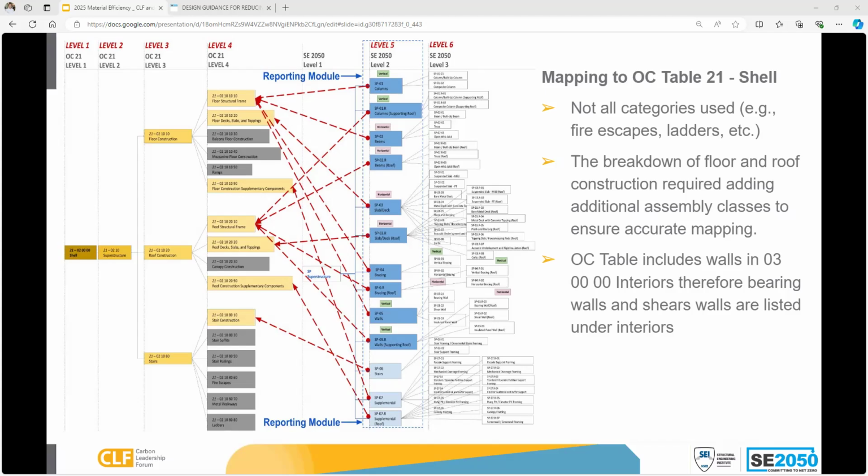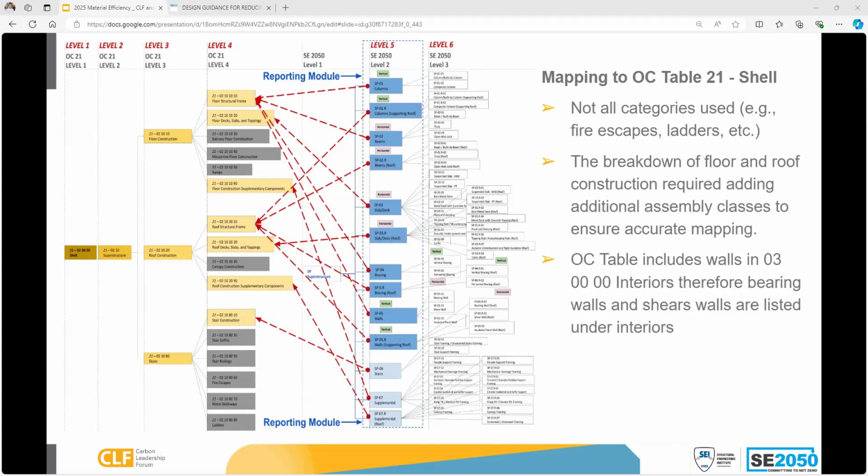OmniClass really pushes for roof and floor structure to be separated. So we went with that, but it required us to add additional layers to ensure accurate mapping. Bearing walls and shear walls were frankly annoying, because the only place that OmniClass has walls is in the interiors. So shear walls and bearing walls fall under interiors, which is not something you'd normally think about.